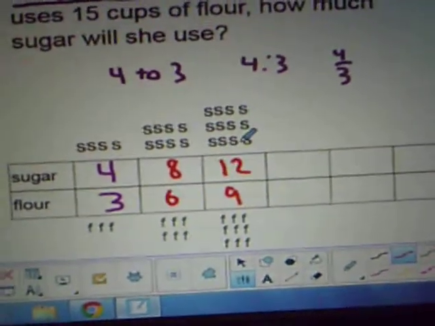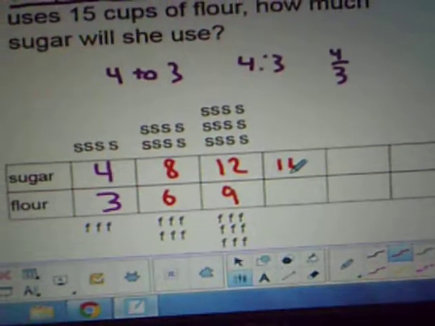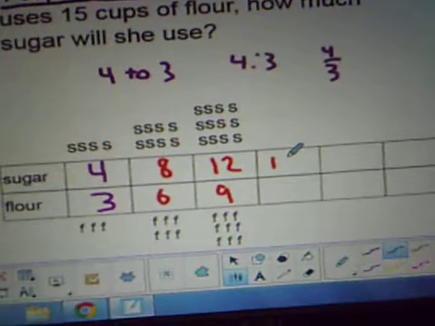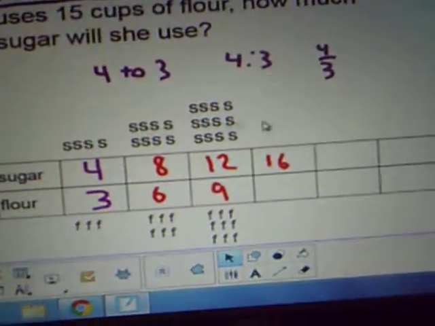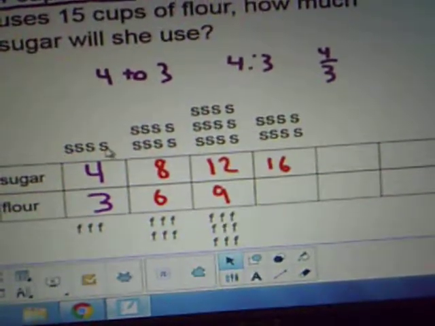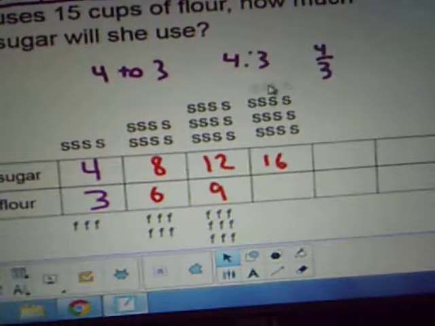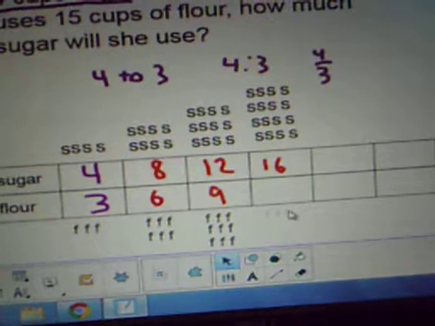And I just got to keep it going. If I had 16, silly me, not 15, 16 cups of sugar, so I add 4 more: 4, 8, 12, 16 cups. I need to add another group of 3 cups of flour.